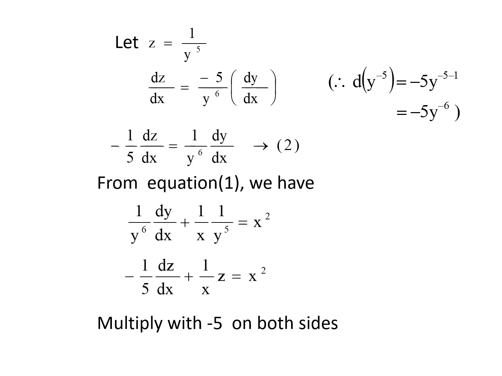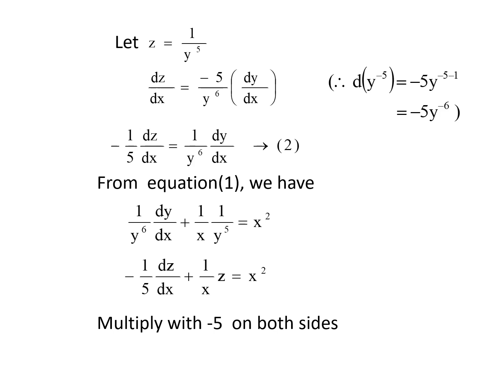From equation 1, we already have equation 1 in the previous slide. Just write down the same equation again here. So 1 by y power 6 into dy by dx plus 1 by x into 1 by y power 5 is equal to x square. This is equation 1.